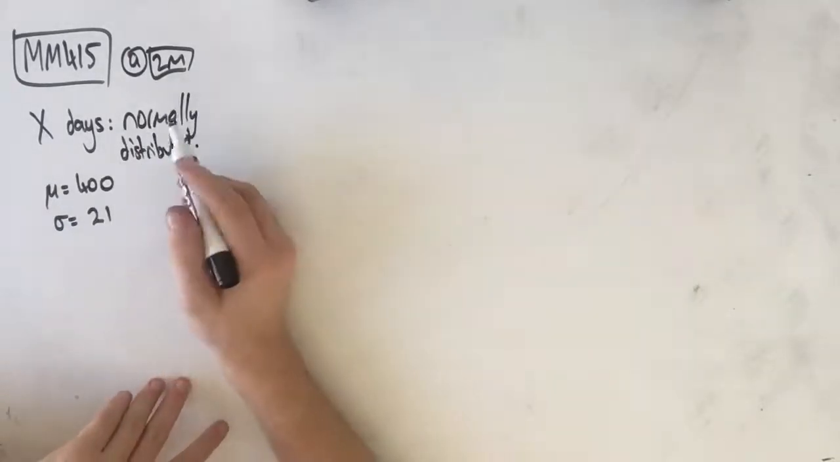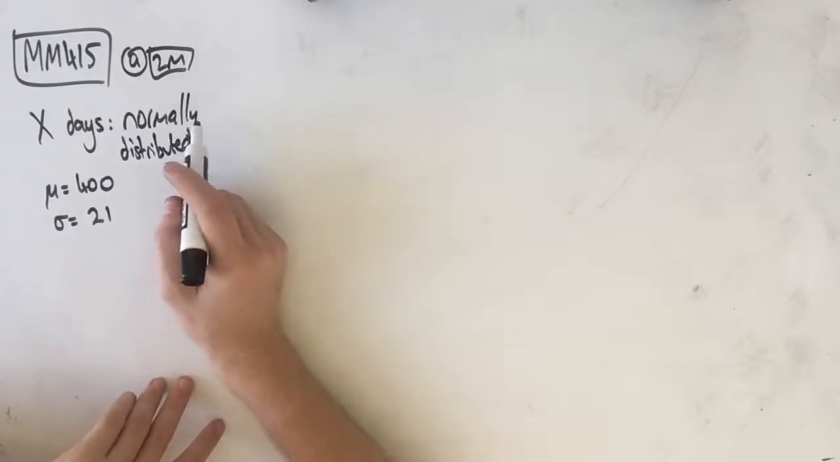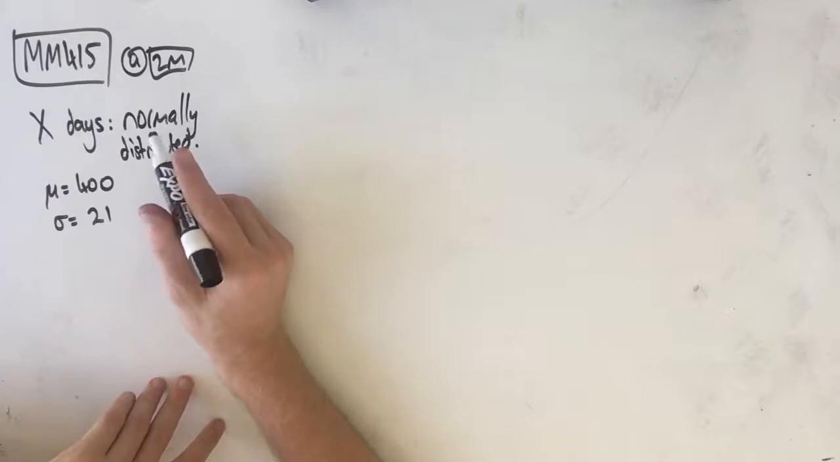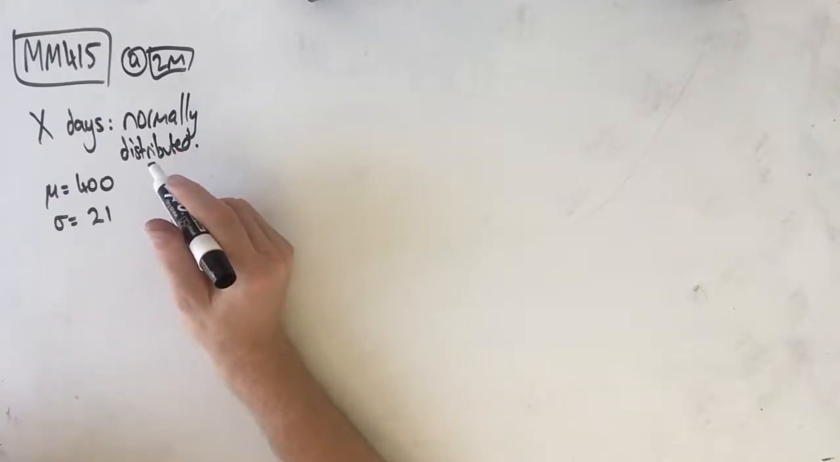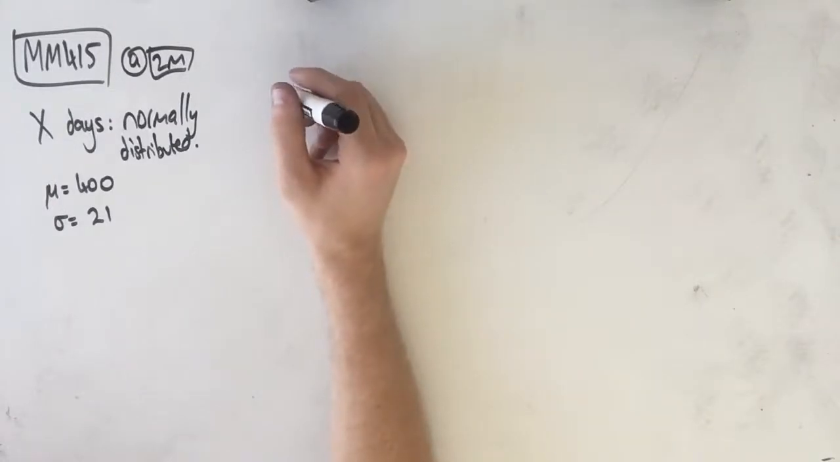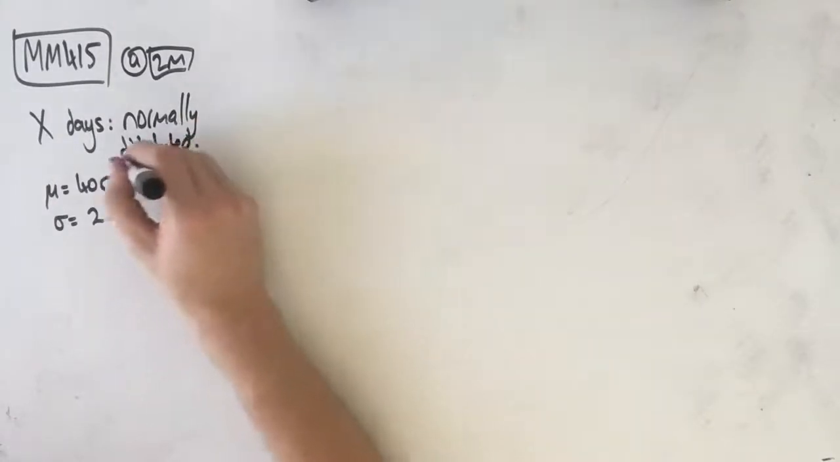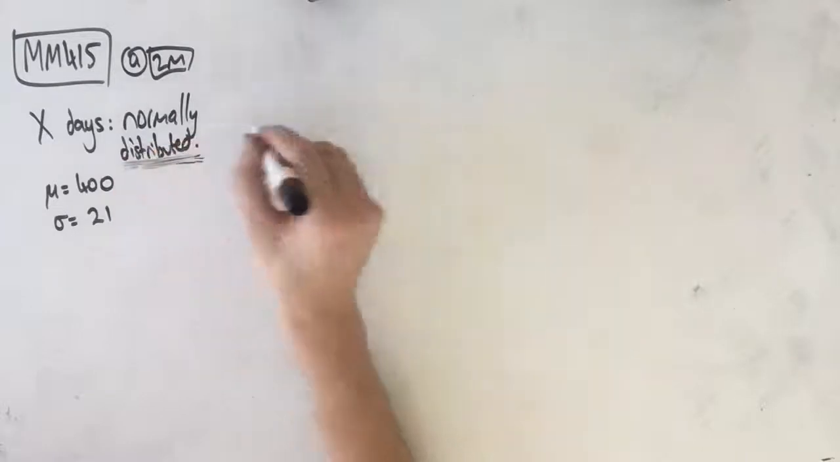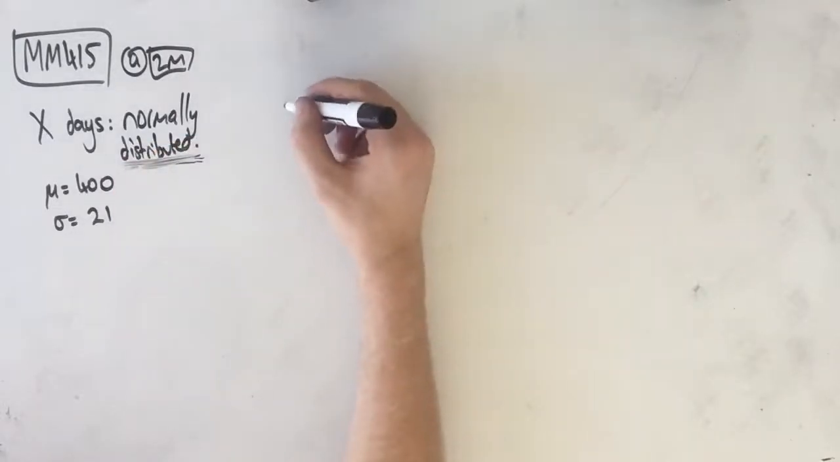Part A is a 2-mark question and says, what is the probability that any given e-phone will have a lifespan of less than 365 days? Give your answer correct to 4 decimal places. First things first, recognize that we're dealing with a normal distribution. The question's told us that. So what we're going to need to do is use our normal CDF.